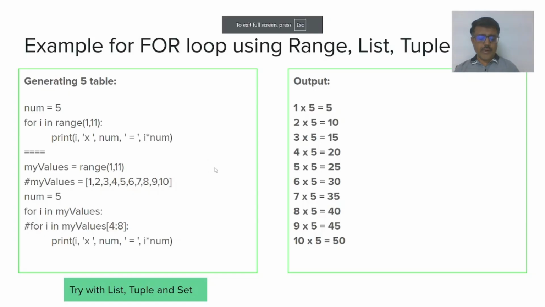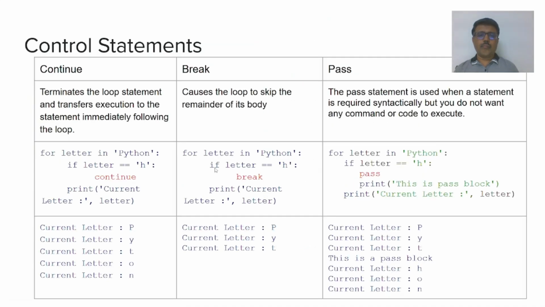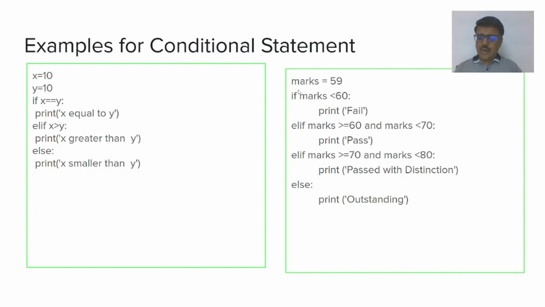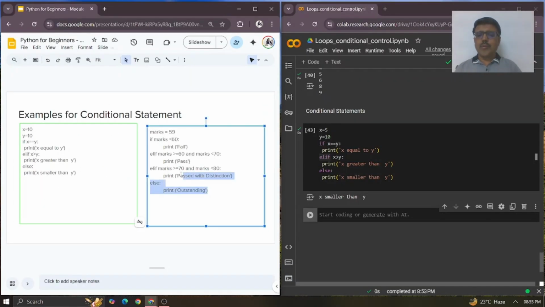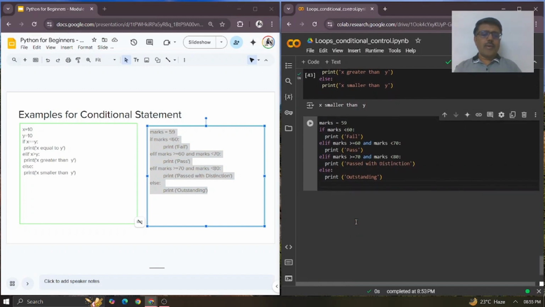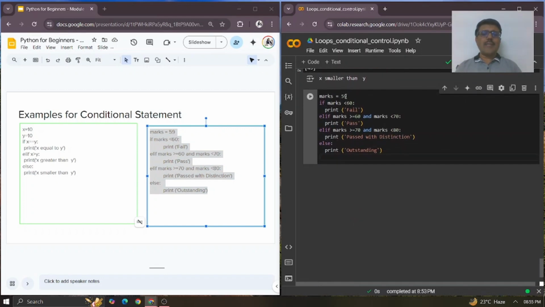So now let me quickly go to that. Yeah, here you can see it here. Let me copy this code, then I'll explain to you. See, I'm just giving my marks as 59, which is less than 60, right? If marks less than 60, I just created it. Then marks greater than or equal to 60 and less than 70. That's one more condition. Or if mark is greater than 70 and less than 80.